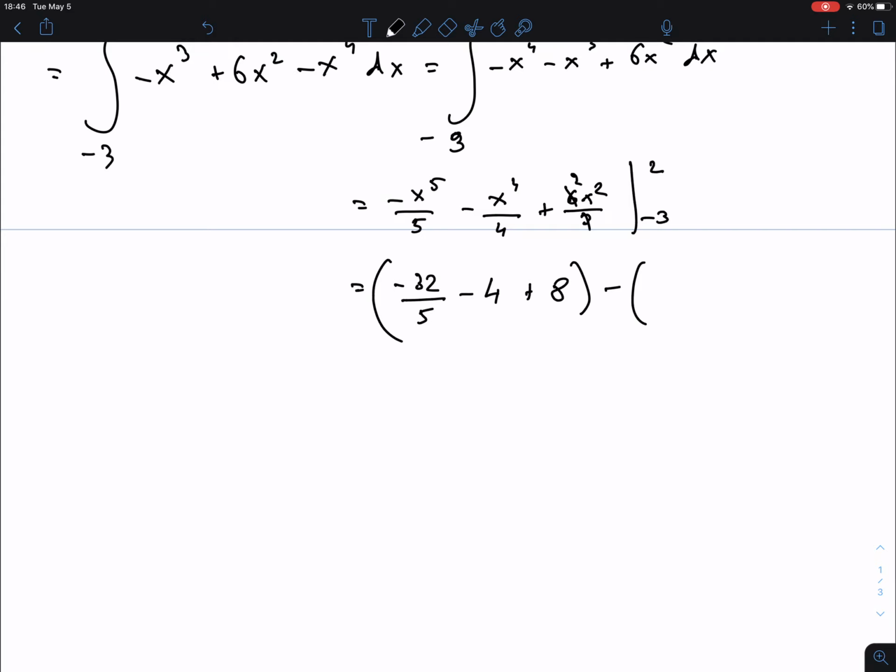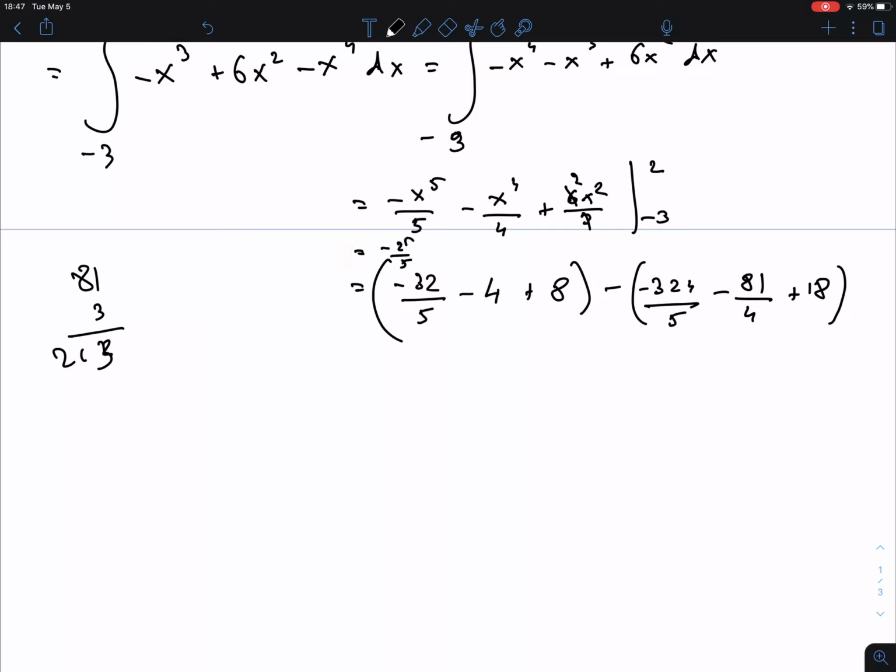Now negative 3 to the power 5 is 243. 81 times 3, that's 324. So 324 over 5, with a negative sign because it's a negative number. Then we have 3 to the fourth, that is 81 over 4. And then we have 3 squared times 2, that is plus 18. But if you just plug in the numbers, it is enough to do this.